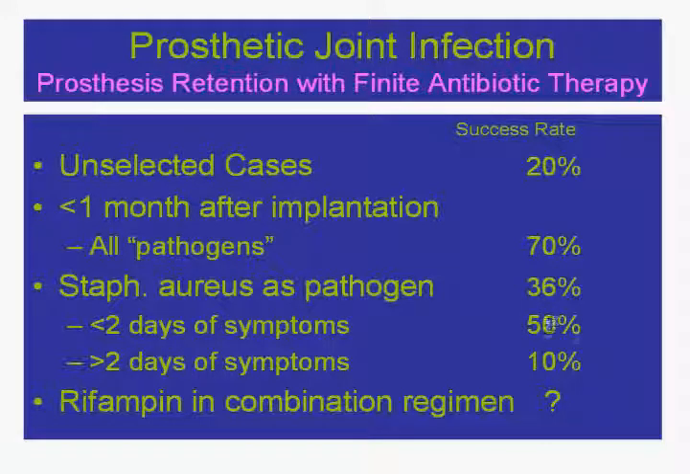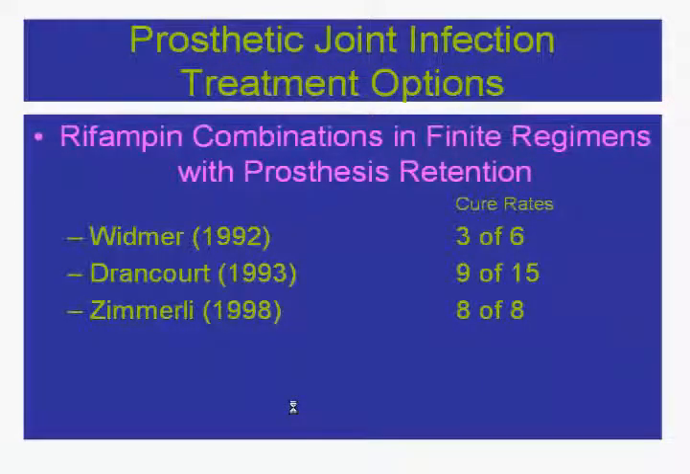And rifampin may be the future that gives us hope, because there has been a number of case reports now of rifampin showing successful eradication of infection by giving finite therapy in combination with a second agent, because you cannot use rifampin alone. But it's very small numbers of patients, and these are those where you have 3 out of 6, 9 out of 15, and 8 out of 8. And these studies are from the 90s, and there have been no studies since then to look at a prospective group, which is what we need, where you're treating them with rifampin to show what the success rate is.